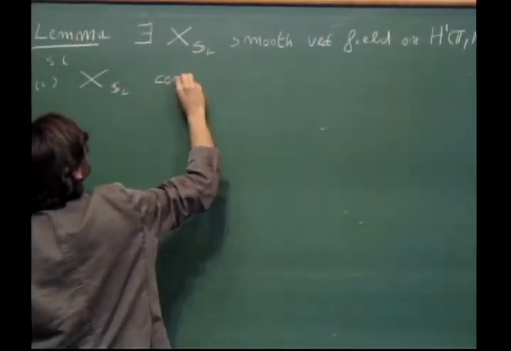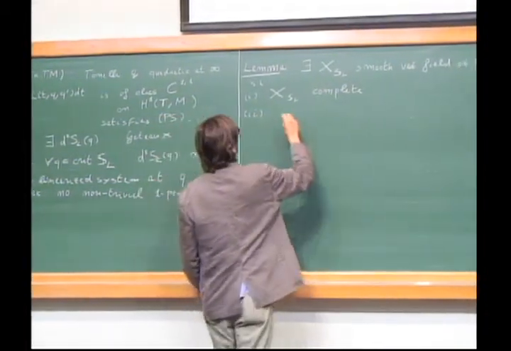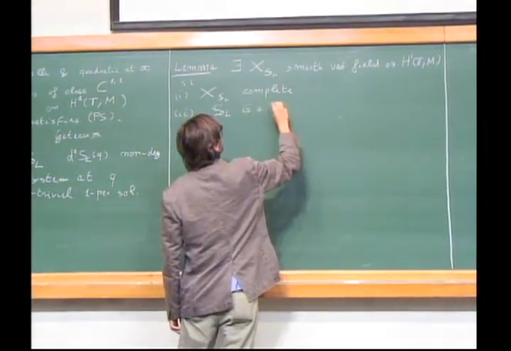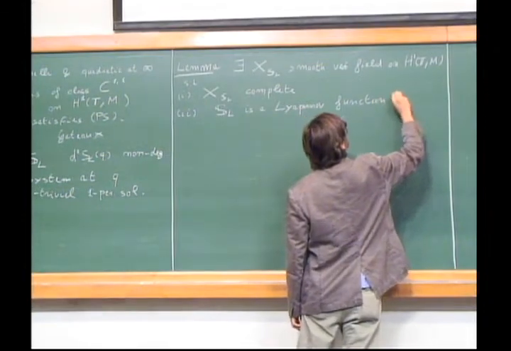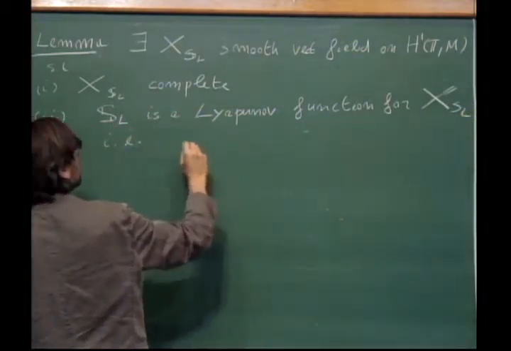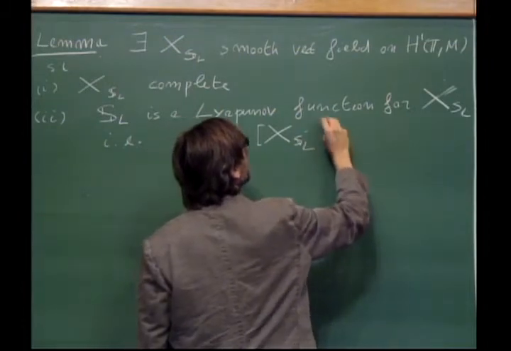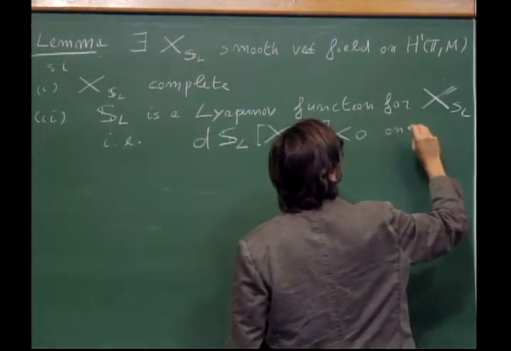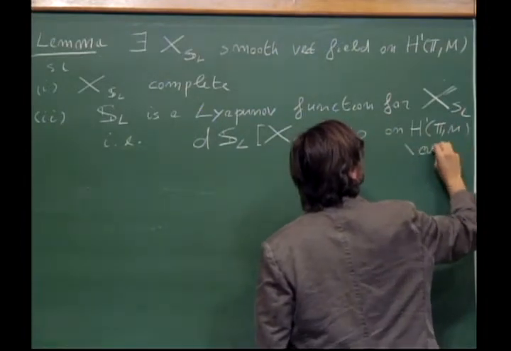well, several things. First, X_{S_L} is complete. By this I mean integral flow lines exist for all time. Second, S_L is a Lyapunov function for this X_{S_L}, meaning that the differential of S_L applied to X_{S_L} is negative on the complement of the critical set of S_L. So on H1(T, M) minus critical points of S_L.